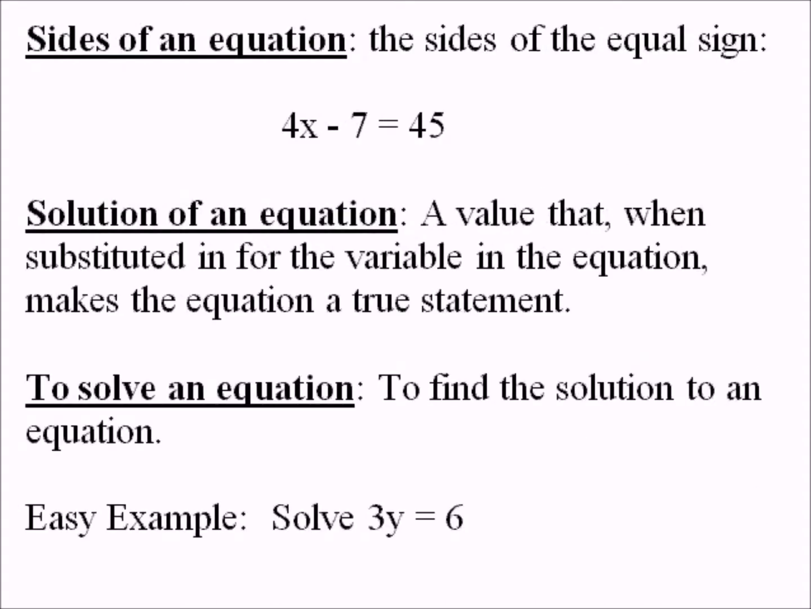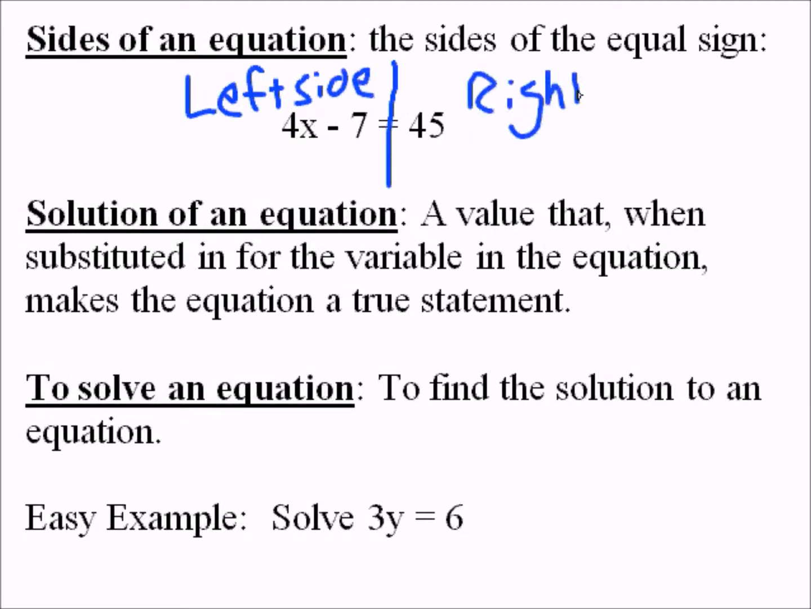As is usual, we've got a couple definitions to get us started. The first definition is sides of an equation. The sides of an equation are the two sides of the equal sign. Frequently, I'll ask you to do something to the left or right-hand side of the equation. What that means is you can split the equation into two pieces, straight up and down at the equal sign, creating a left side and a right side.